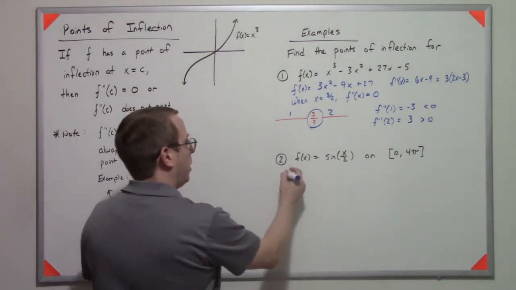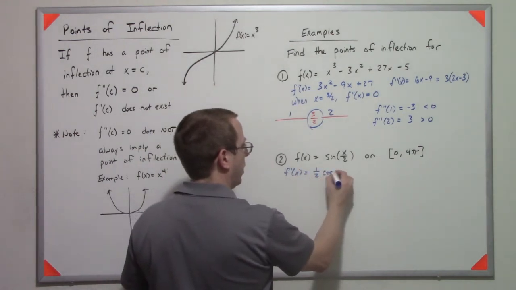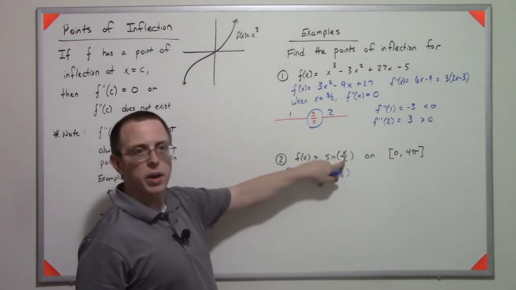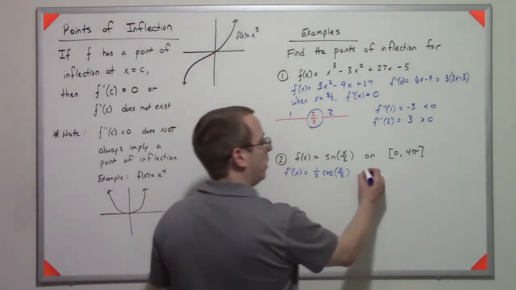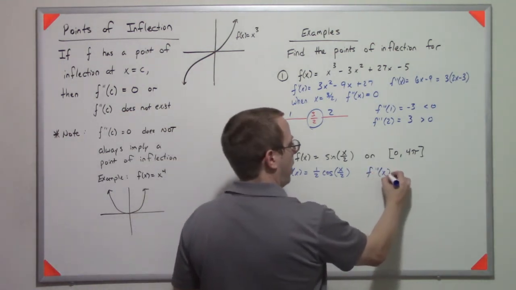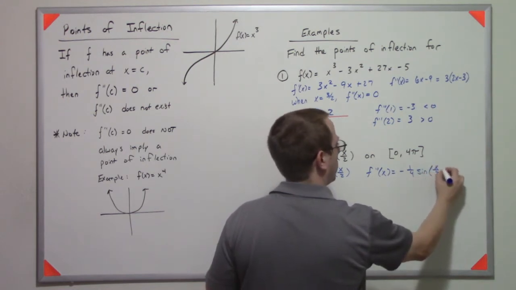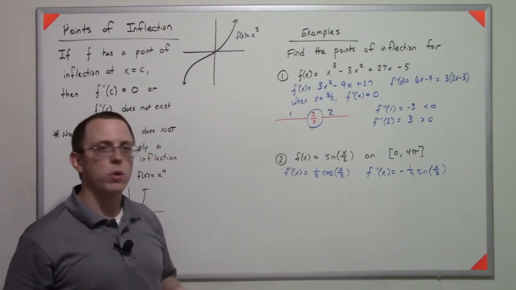We can say f prime of x is 1/2 cosine x over 2, because by the chain rule, it's cosine of whatever's inside times the derivative of the inside, which is 1/2. F double prime is negative 1/4 sine x over 2.